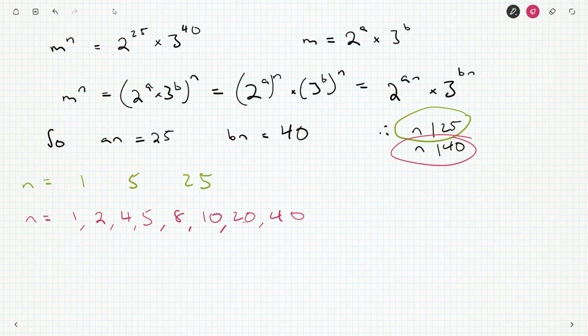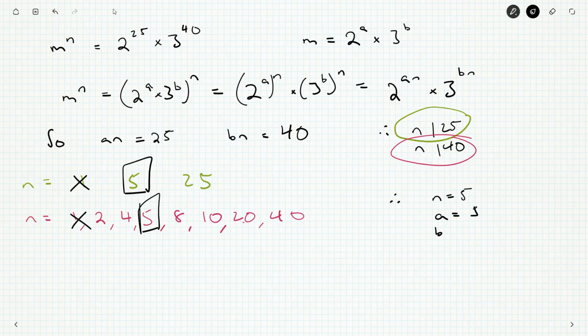Now, n being a factor of 40 is not the most helpful, but in order for n to satisfy this, it has to be on both lists. And other than 1, which we're told in the question isn't allowed, 5 is the only possibility. So that tells us that n has to be 5, and if that's the case, then a has got to be 5 and b has got to be 8.